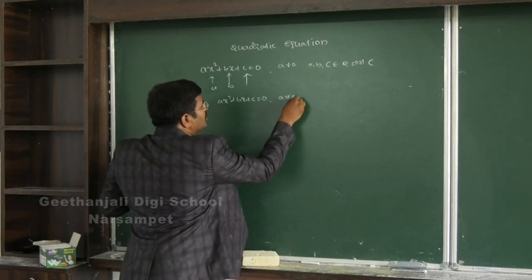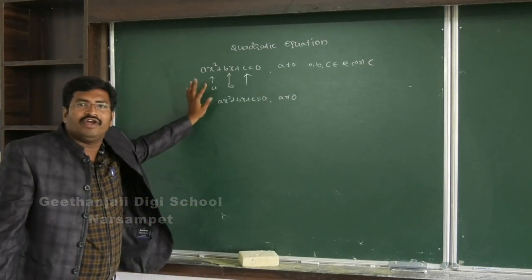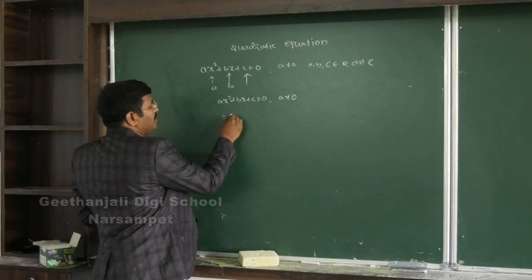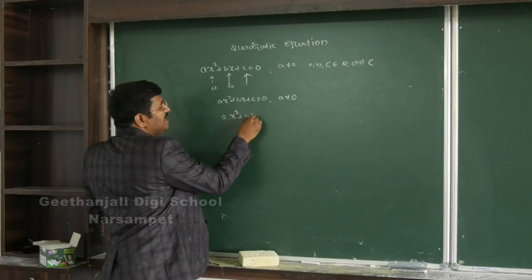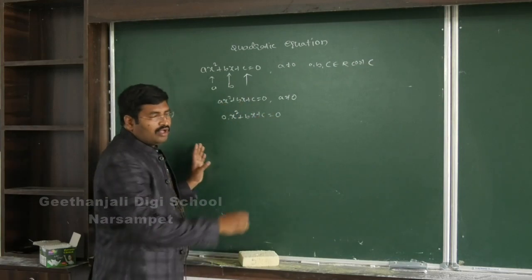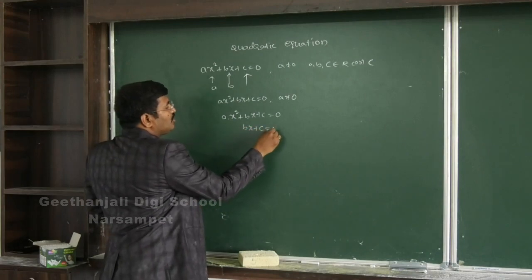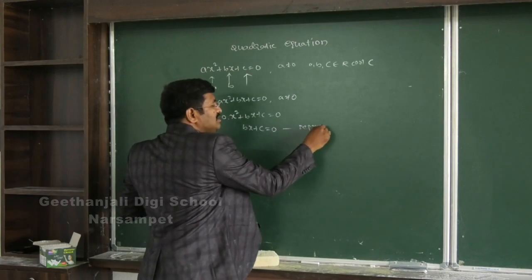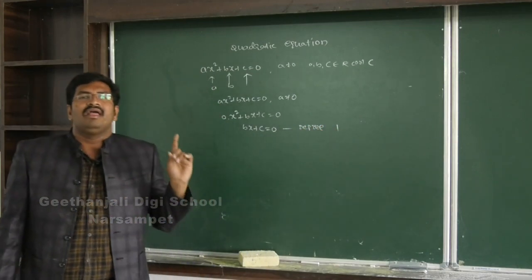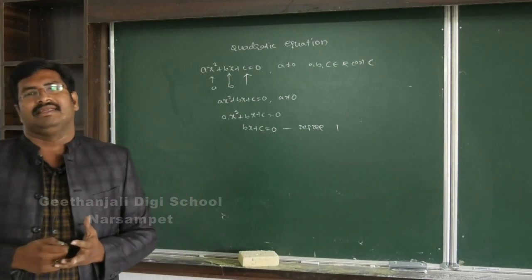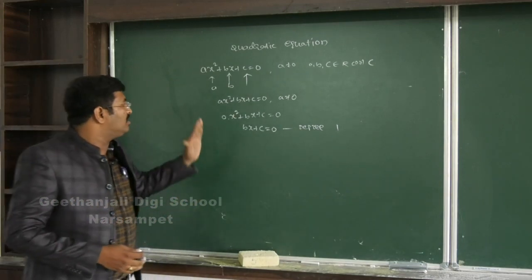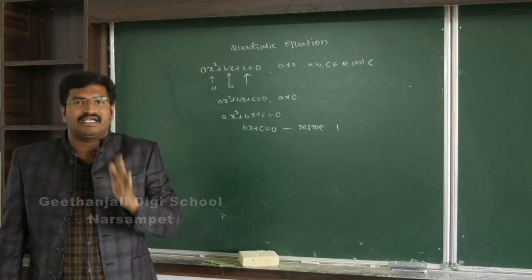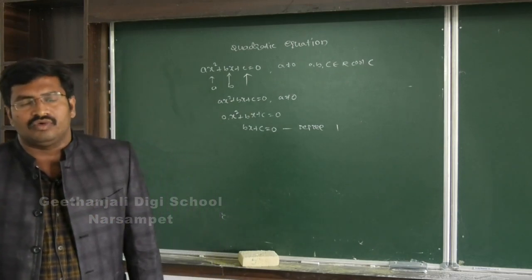A should not be equal to 0, it is a mandatory condition. Why? Because if a is equal to 0, what will happen? 0 into x square plus bx plus c is equal to 0, then bx plus c is equal to 0. Now the degree of the equation is 1, so it becomes a linear equation. It is not a quadratic equation. So while writing the quadratic equation, it is mandatory: ax square plus bx plus c is equal to 0, a not equal to 0.